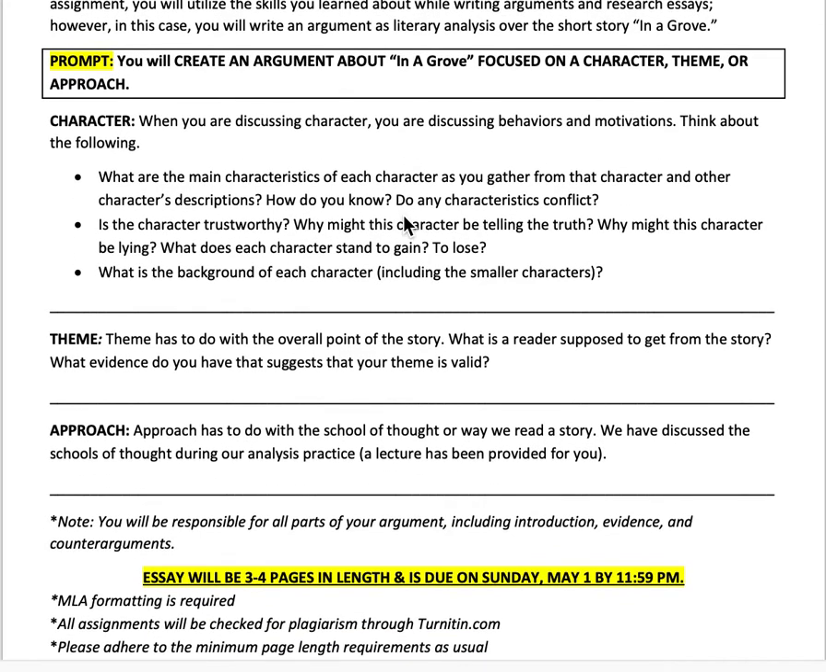If you choose instead to look at a theme, you're looking at the overall message or point of the story. So what is it that the author wants you as the reader to get from the story? What do they want you to understand? What's the universal idea? And then what evidence do you have to suggest that that is the valid theme?